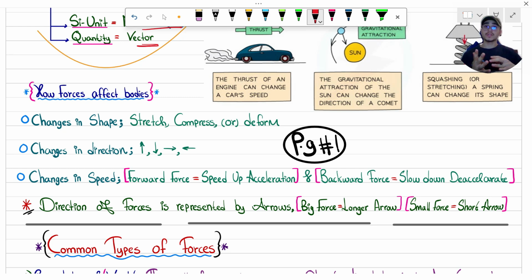It can cause a change in speed. A forward force will cause acceleration and cause speeding up. A backward force is going to cause deceleration and cause slowing down. And the direction of these forces, since force is a vector, it has direction, we represent them by arrows. So a big force is represented by a much longer arrow. A small force is represented by a small, tiny arrow.